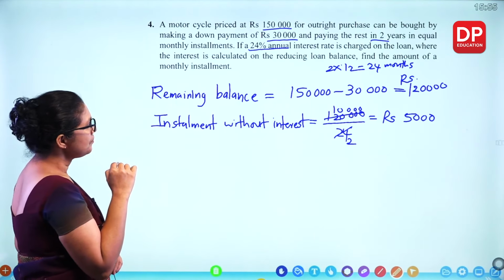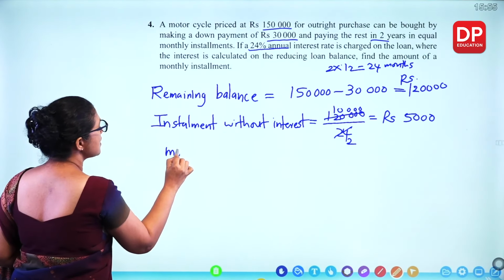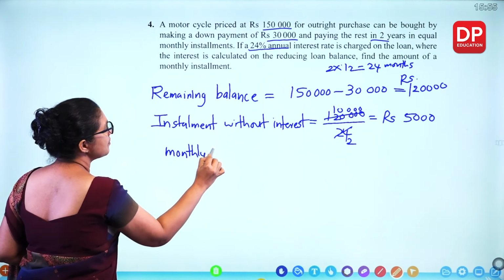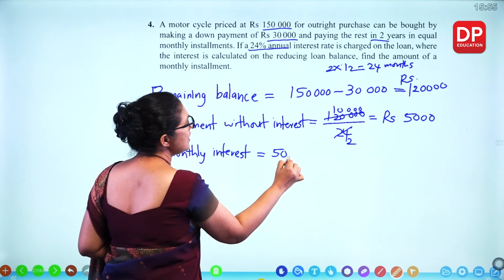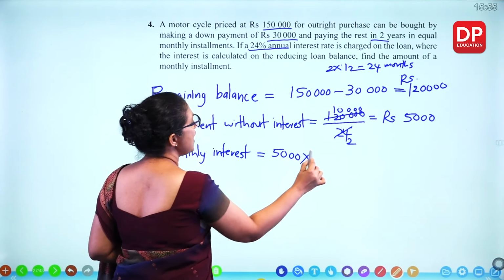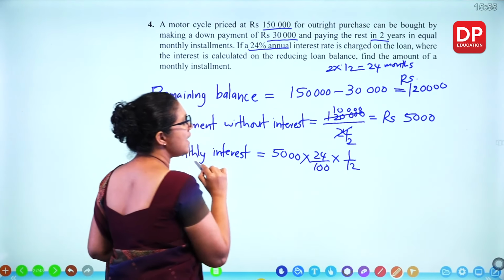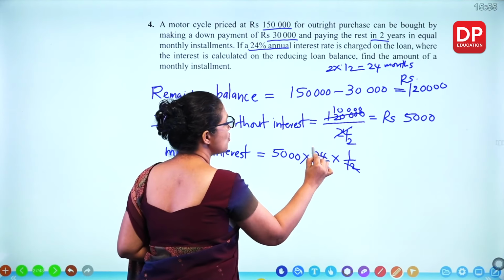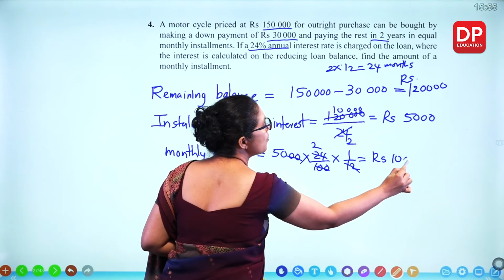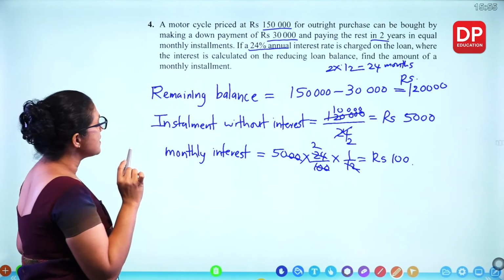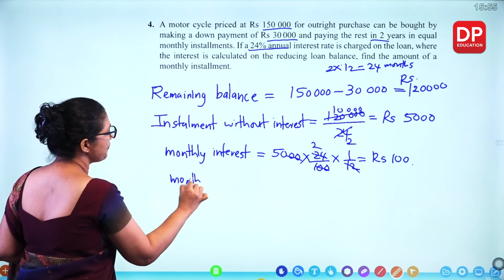Then this is installment without interest. So what's the interest? Monthly interest. 5,000 into the annual rate is 24%. For a month, we need to divide by 12. 12 times 2, 2 times 50, 100 rupees. That's the monthly interest. So how many month units are there?